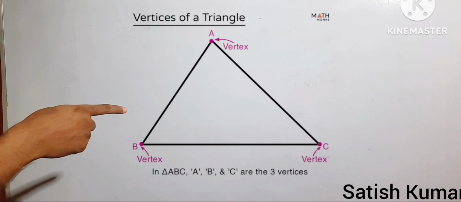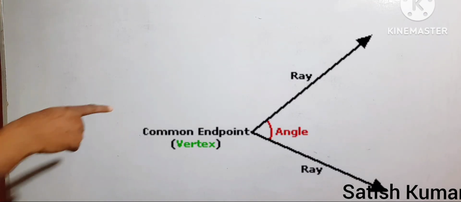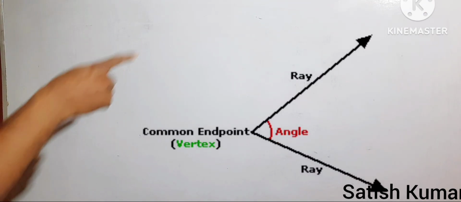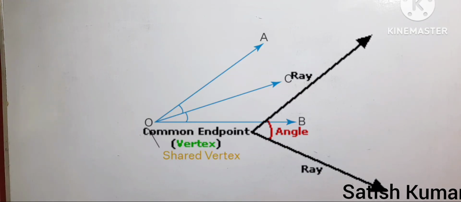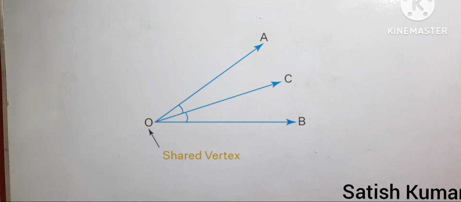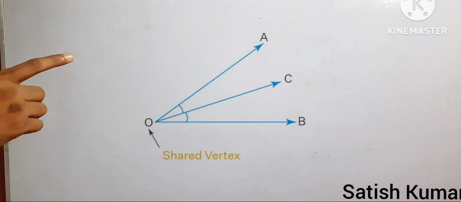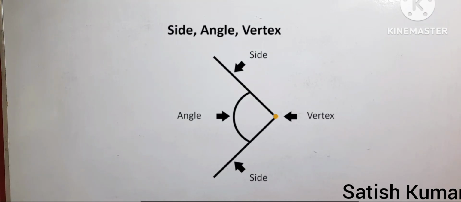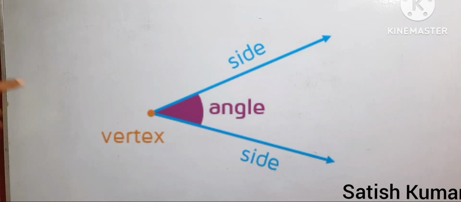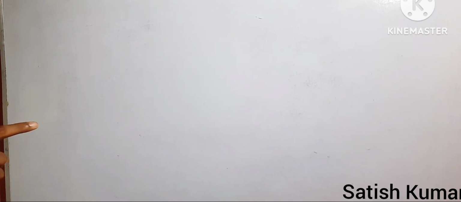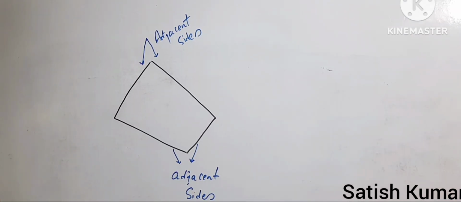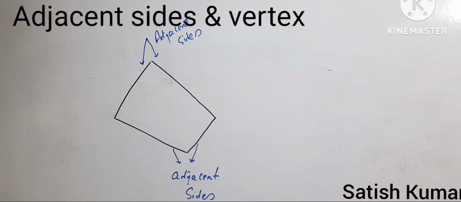Again, it forms an angle, and the common vertex is there. Vertex means this point, and these are the sides. Understood? So these are the sides and this is the vertex. Are you clear? This is not a main thing, but I have explained it. We'll see next in the diagram.